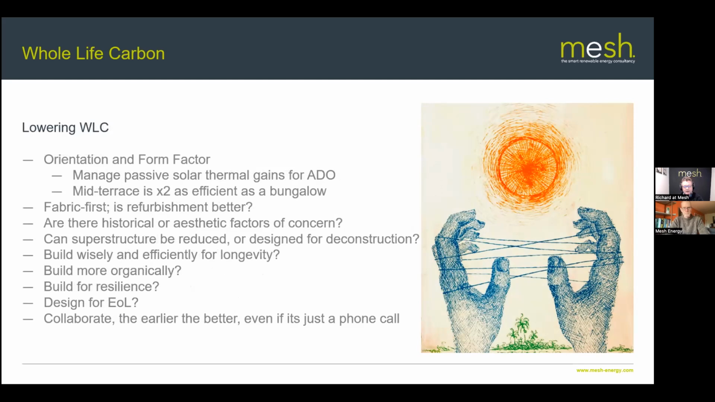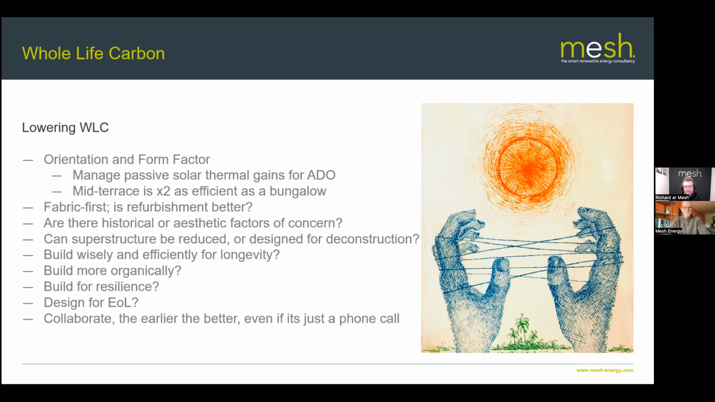So lowering whole life carbon is a bit of a cat's cradle. Imagine each finger is a variable in the design of the building, and as soon as we move one of them, it pulls on the others. And so we're constantly trying to reconcile all these different factors for the best possible outcome, really.